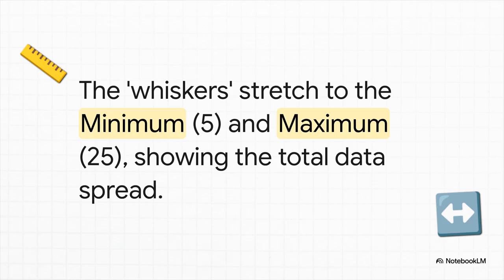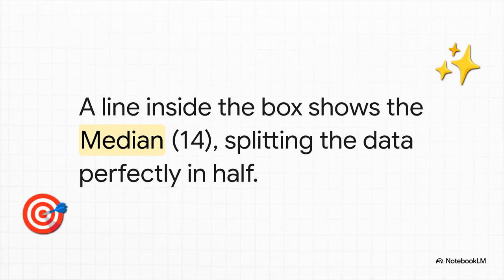Okay, let's actually build this thing. First, we start with the full range of the data. We put down our minimum at 5 and our maximum at 25. These 2 points are going to become the whiskers of our plot. Next up, we drop a line right at the median, which for this data is 14. You can think of this like the 50-yard line of our data set. It splits everything perfectly in half. Half the numbers are below this line and half are above.